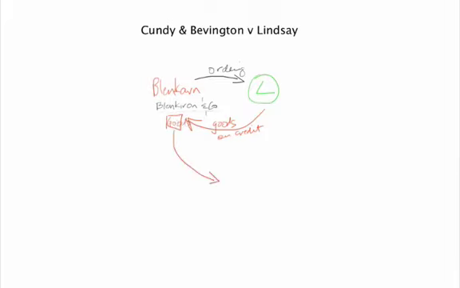He sells them to an innocent party down here by the name of Cundy. And then, of course, Blencarn shoots off with all of the money. So he's disappeared out of the picture. He's got all the money. Cundy now has the goods, and Lindsey needs to either get the goods back or get some money.